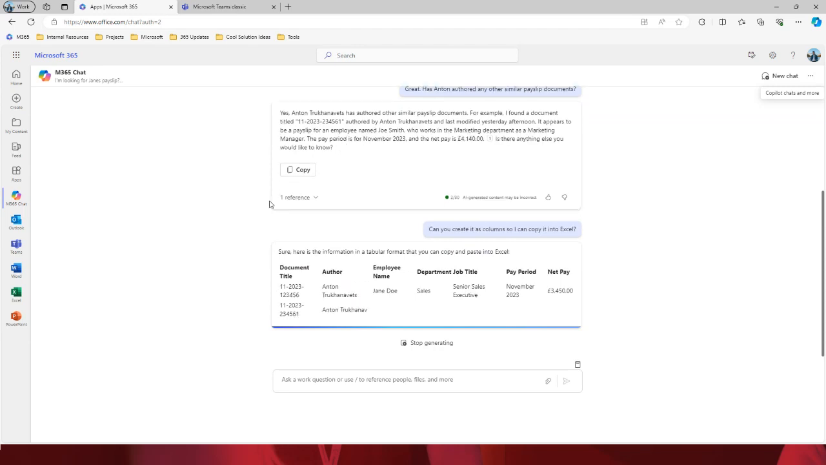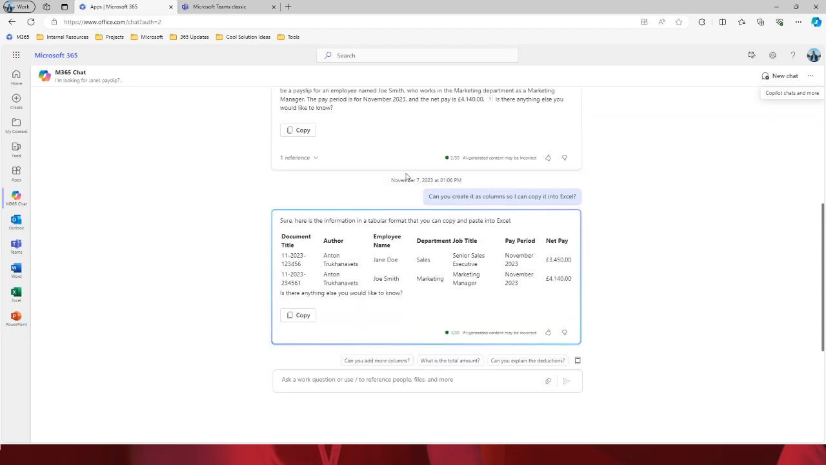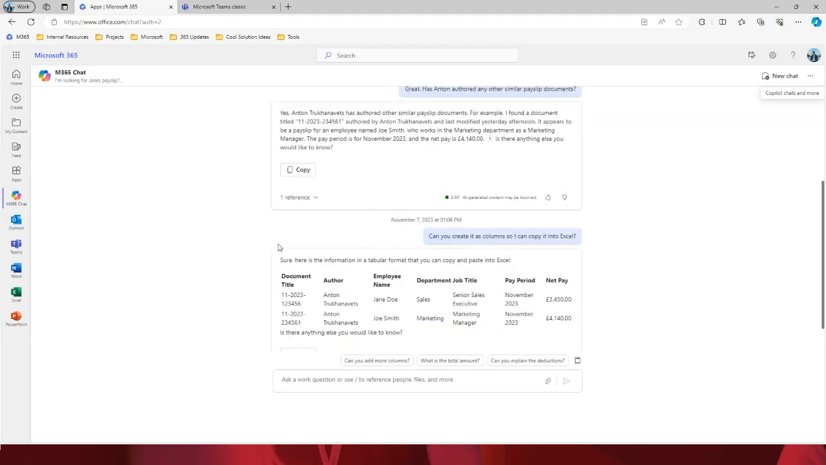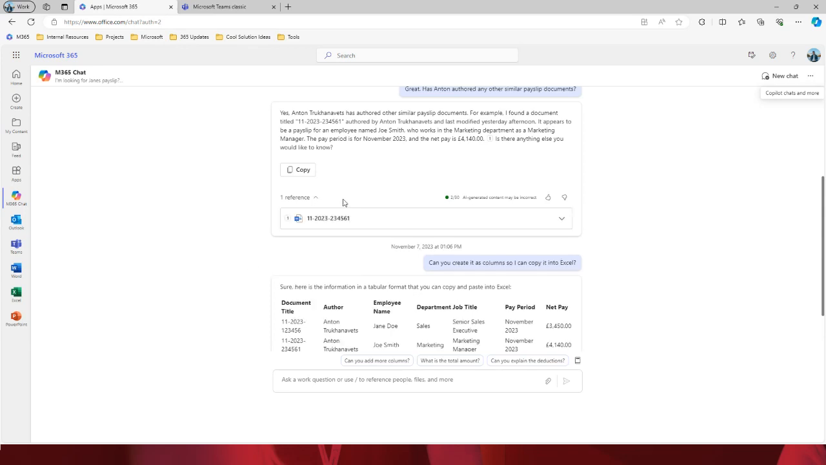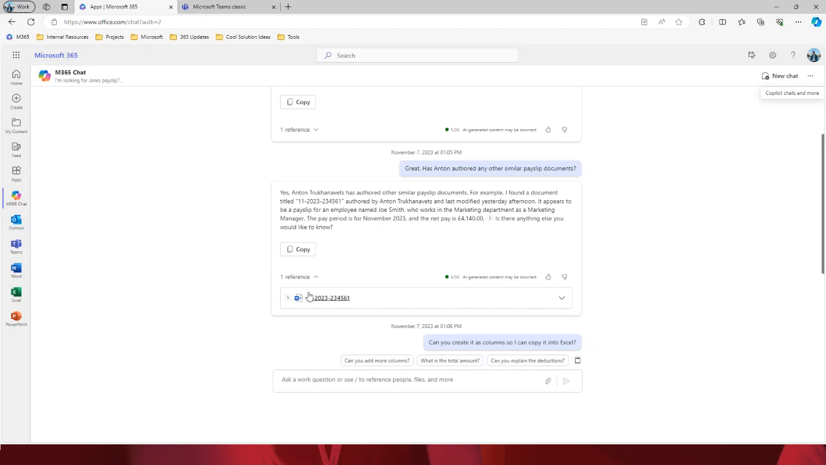And there you go. It's going to build out a table for me, and it's actually comparing the two people's pay. So just like that, I'm able to find the information that was on SharePoint somewhere. Wow. What I can also see is a reference to the document that was created.